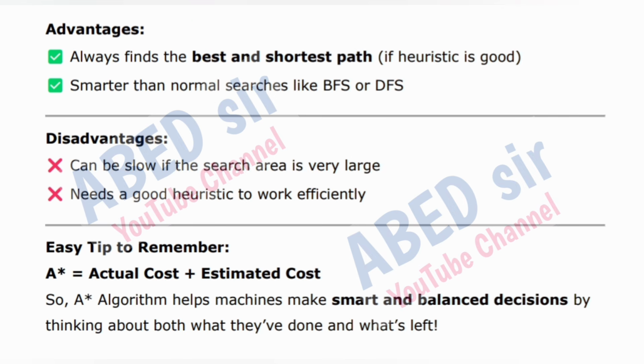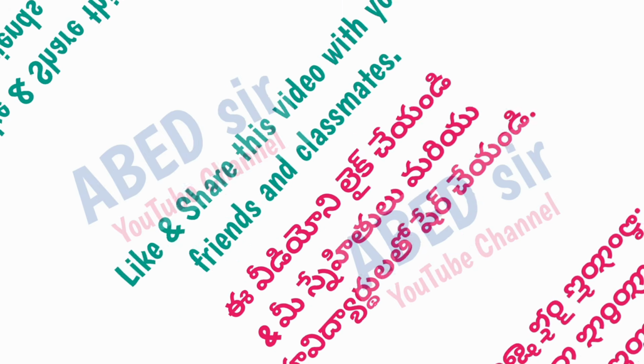Advantages: always finds the best and shortest path, if the heuristic is good. Smarter than normal searches like BFS or DFS. Disadvantages: can be slow if the search area is very large. Needs a good heuristic to work efficiently. Easy tip to remember: A* is equal to actual cost plus estimated cost. So, the A* algorithm helps machines make smart and balanced decisions by thinking about both what they've done and what's left.